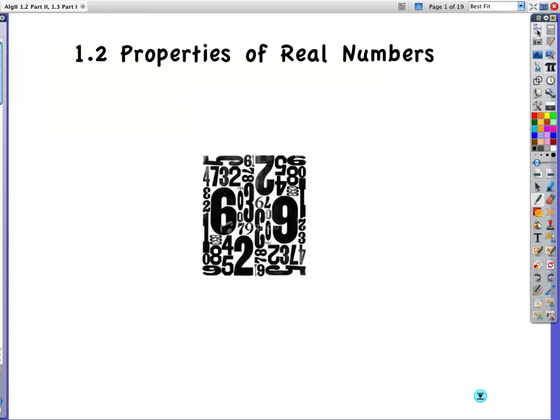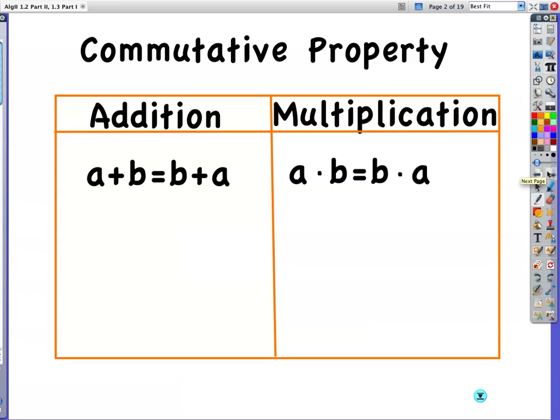Okay, sections 1.2 and 1.3. They have properties in both, so I thought I would just put all the properties together and deal with it all at one time, okay? So this has a little bit of 1.3 in there as well. All right, commutative property. These are words you've had since like 7th grade, and I know it's nobody's favorite thing to do, but we got to go through them.